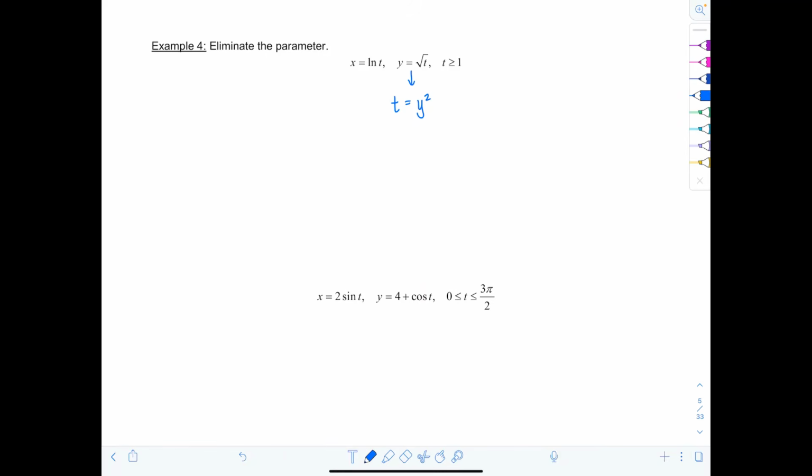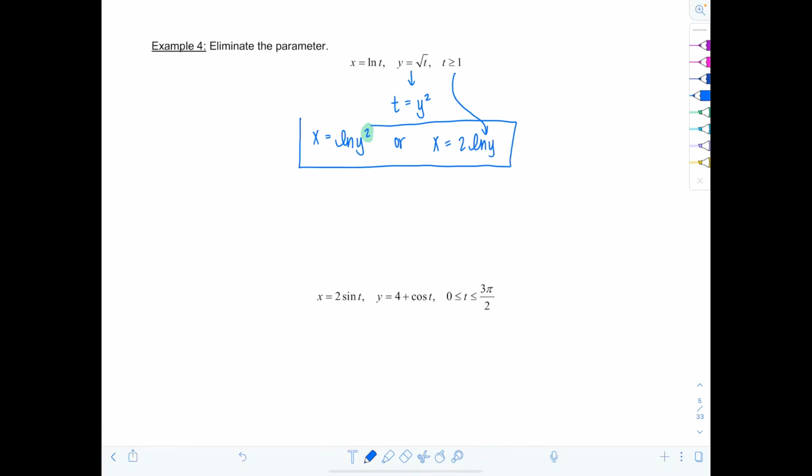Okay, and then from there, if I replace that into the first equation, then I get x equals natural log of y squared, which you could leave alone like that, or I would be allowed to move the exponent to the front. I could write x equals 2 natural log of y, because they did tell me that t is greater than or equal to 1. So then that means for sure, since t is equal to y squared, or y equals rad t, t is not going to be negative, y is not going to be negative. And so then we're fine to go ahead and use that property. Either one's acceptable.